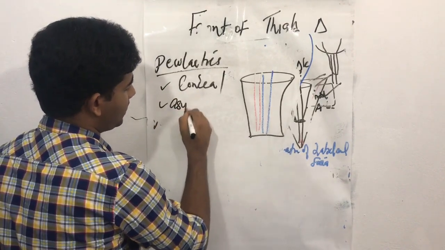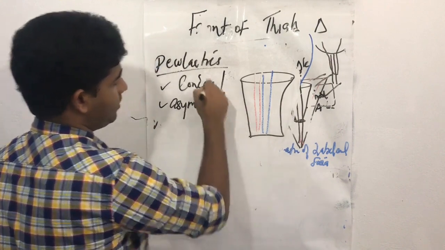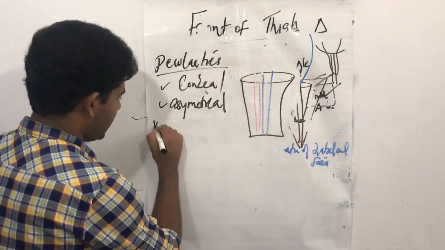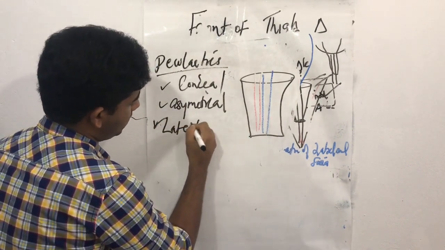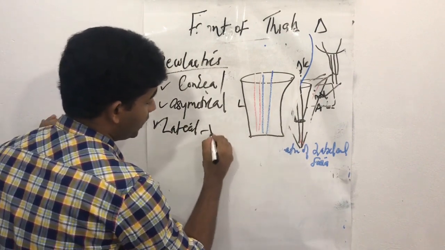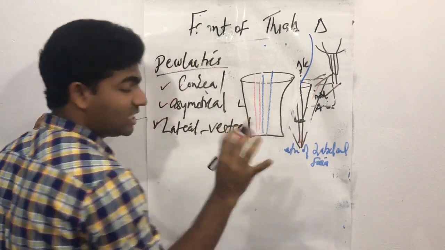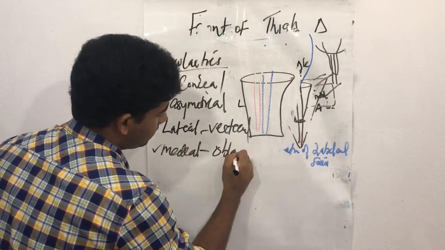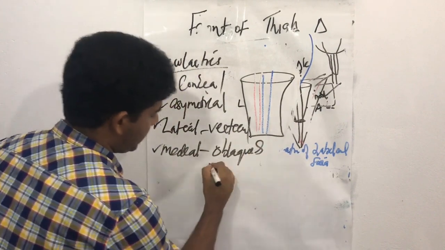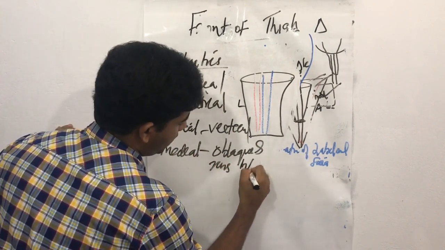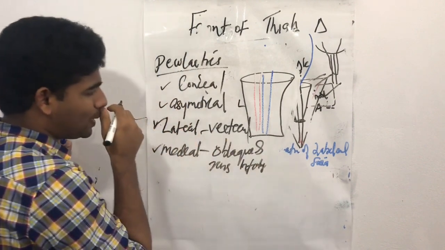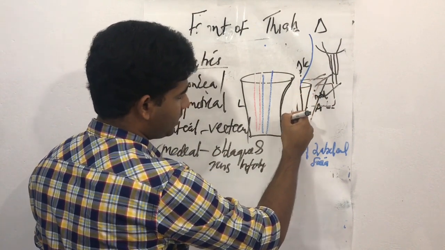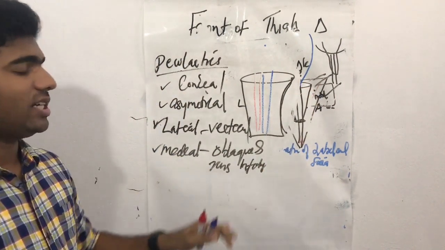It is asymmetrical. You know there is no symmetry in the system. The lateral border, this is the lateral border, is vertical. It is a straight line. The medial border is oblique and runs inferiorly. The medial border is oblique in shape and it runs inferiorly.